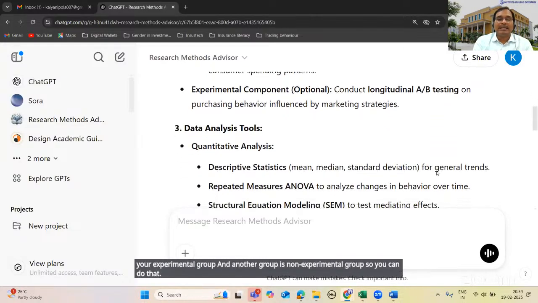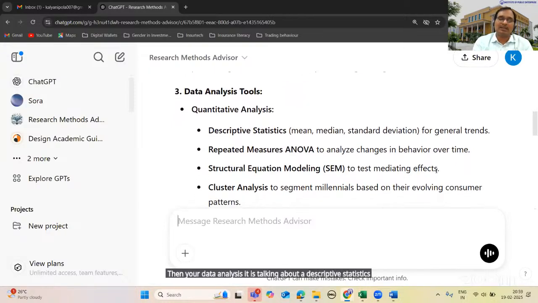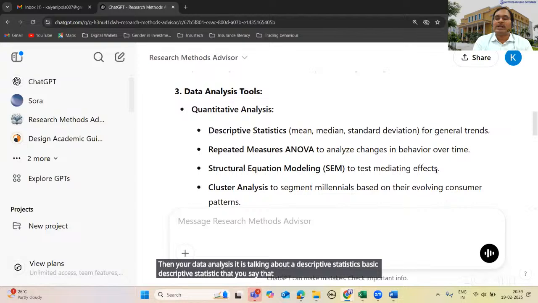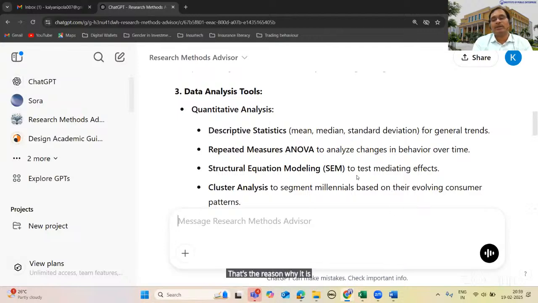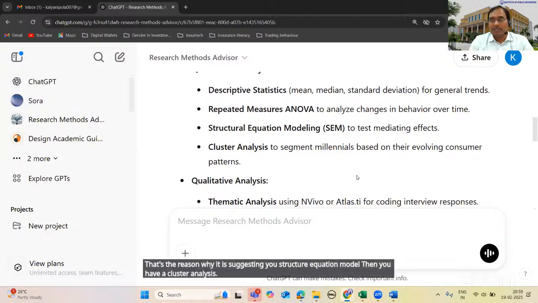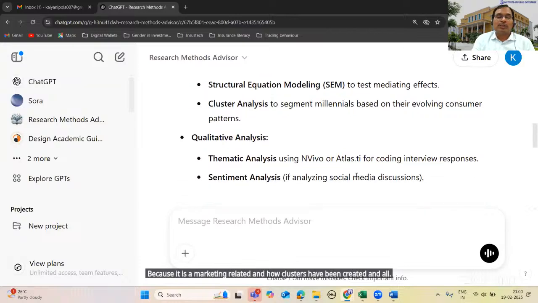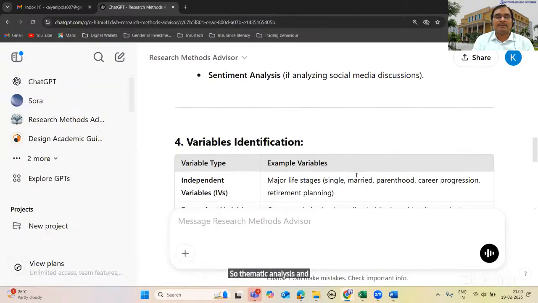Then your data analysis. It is talking about descriptive statistics, basic descriptive statistics, that is mean, median, mode, standard deviation, and so on. Then repeated measures analysis of variance. Then, because you are talking about mediating variables and all, that's the reason why it is suggesting structural equation modeling. Then you have cluster analysis, because it is marketing related and how clusters have been created and all. Then thematic analysis and sentiment analysis.